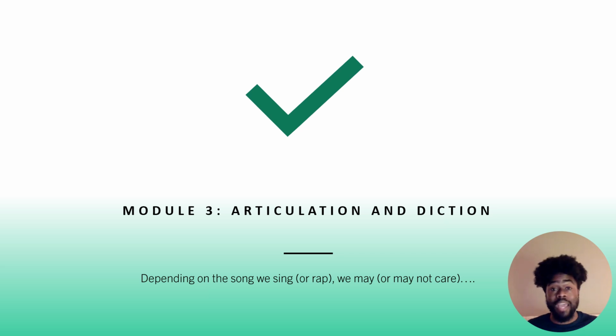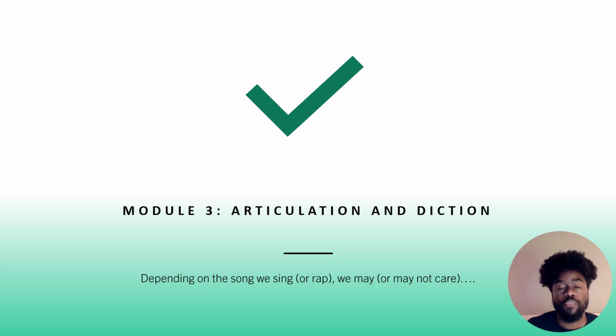But when it comes down to different types of genres of music, we will have to speak up a little bit more. And I don't mean in volume, which we'll talk about later. I mean, we have to be very clear with our message, meaning we have to articulate. People have to understand the things that we are saying. Right? I know you're thinking of a quote. If you know what I'm talking about, you know. Depending on the song we sing or rap, we may or may not care.